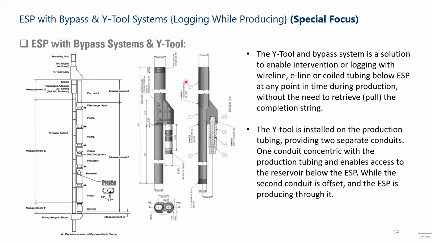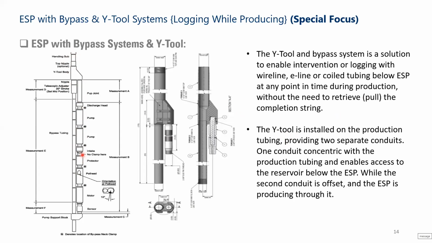So what does this mean? It means that this Y-tool system with the bypass gives the operators an option of running a wireline, an E-line, a coil tubing, or any intervention tool below the ESP for data acquisition, for some studies, without the need to pull out the ESP that is already installed in the well.